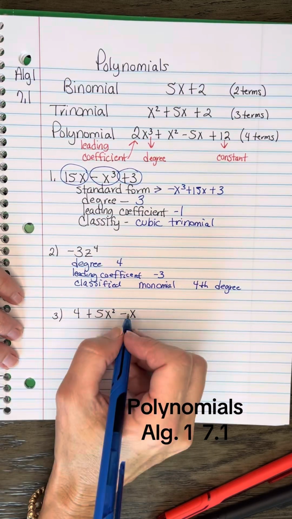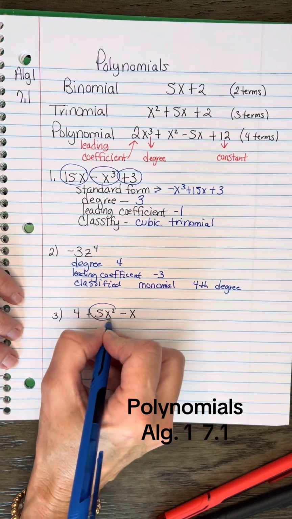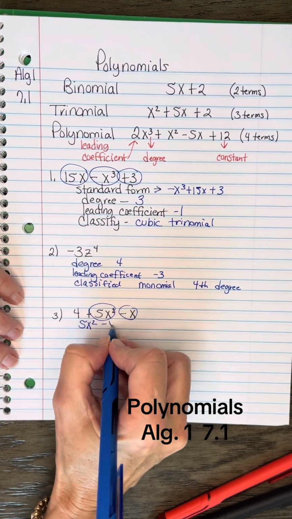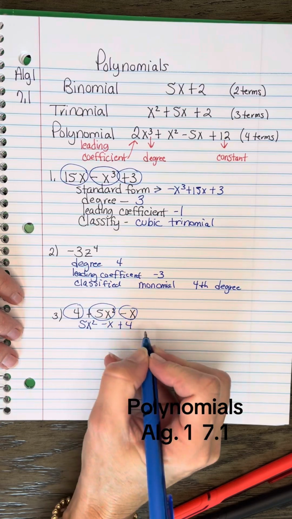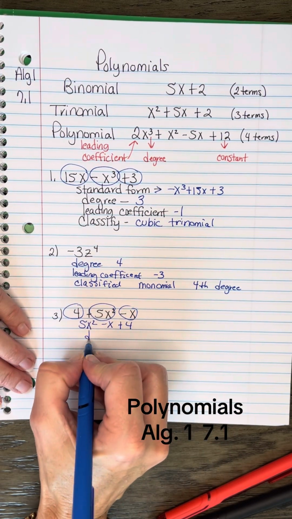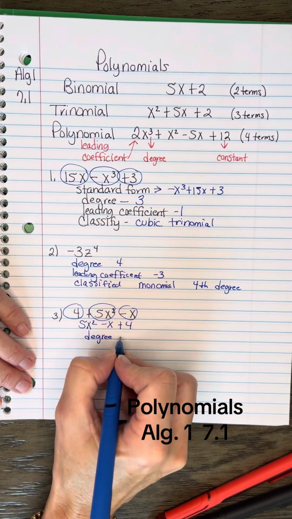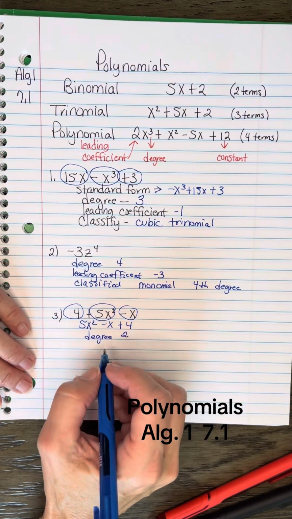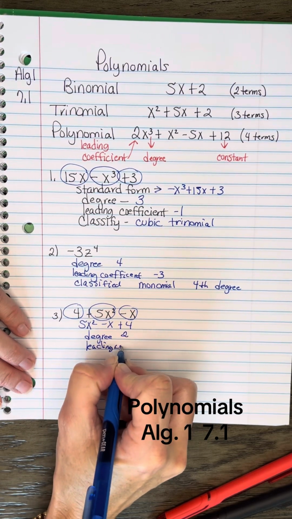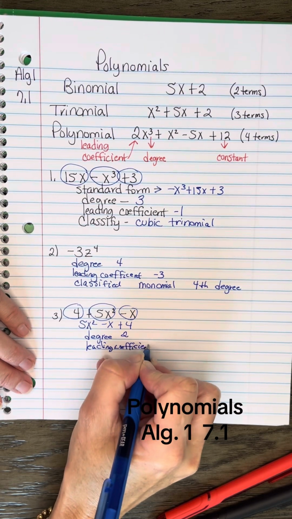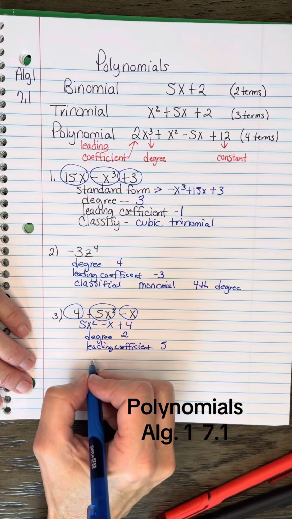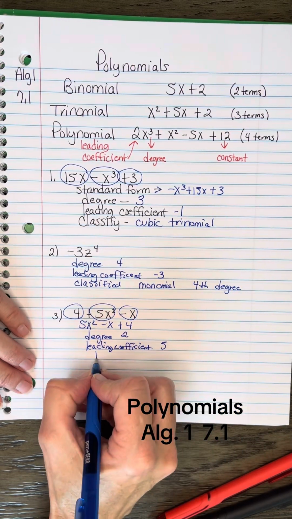And then on this one, if I put it in standard form, this 5x squared would be first, then the -x, and then the plus 4. All right, so the degree is 2. 2 is bigger than 1. All right, the leading coefficient is the number in front of x squared, which is 5. And then if I classified this, I see 3 terms, so it is a trinomial.